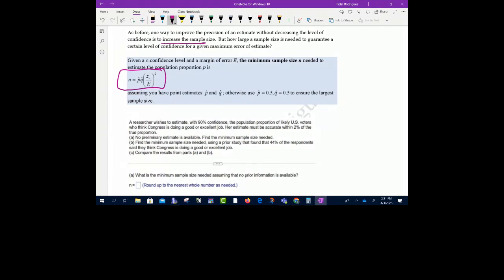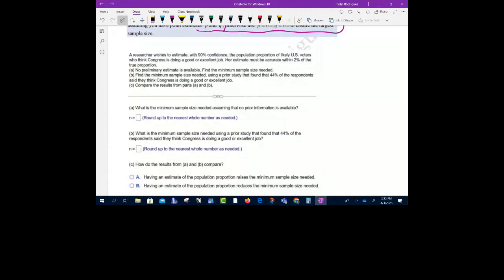Now it says, assuming that we have point estimates. So assuming we know what our P hat and our Q hat is, but if we don't, we're going to use P hat and Q hat to both be 0.5. Okay, so look, let's see if we can run through this question, y'all, and hopefully make some sense out of it, okay? So first thing I start reading, it says, a researcher wants to estimate with a 90% confidence. Okay, y'all, I'm going to stop right there.